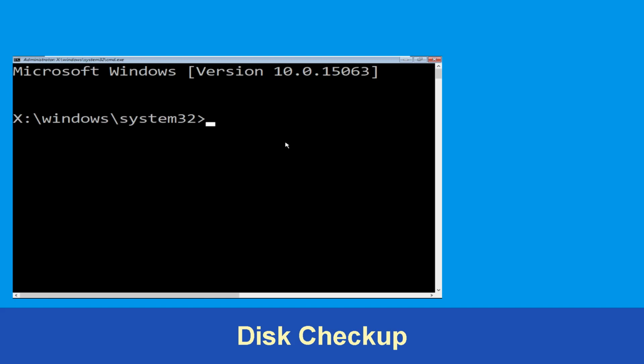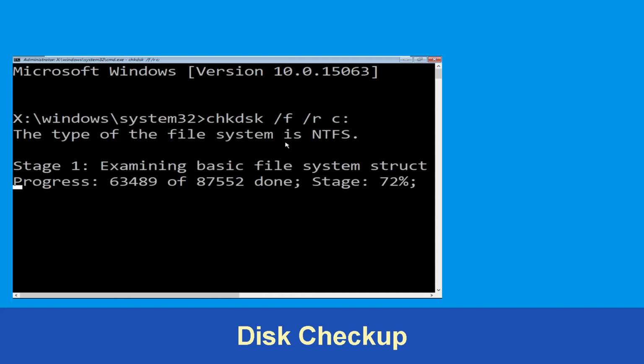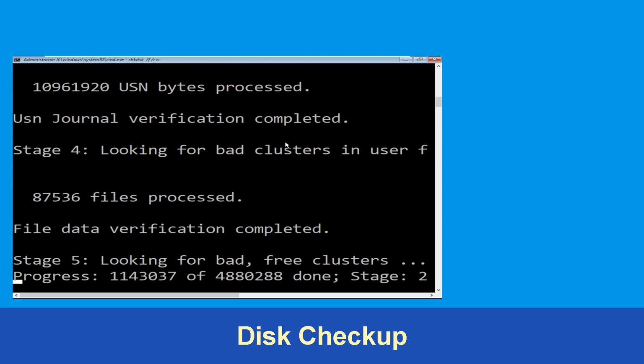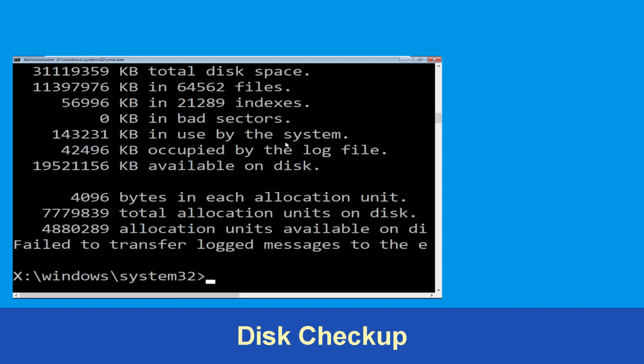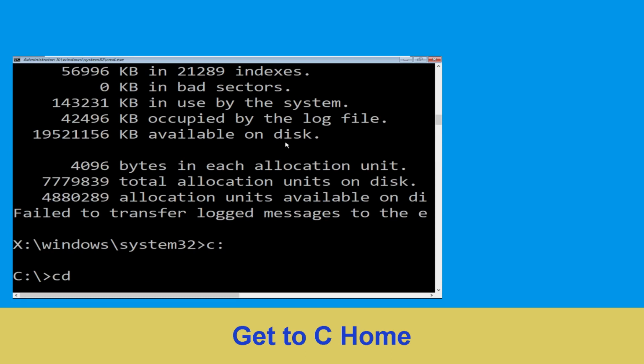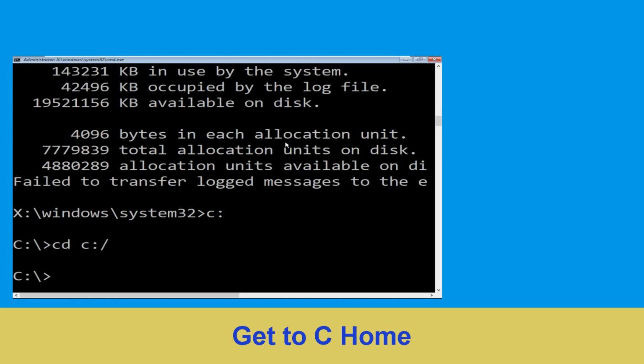Now execute this command carefully. Type chkdsk /f /r /c: and hit enter to execute this command. Type c:, then hit enter. Now we need to type cd space c:/ and hit enter to execute.